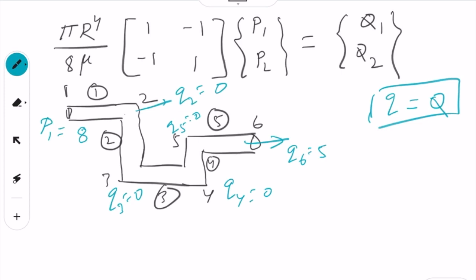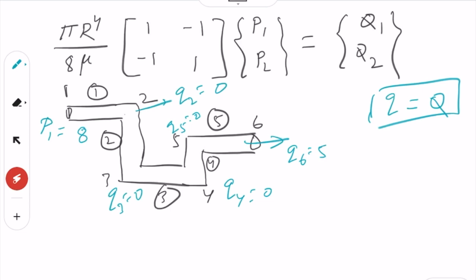Accordingly we have to find out here what the pressure is here, what the pressure should be here, what the pressure will be here, and so on. We can solve this basically the way we have solved for the others.